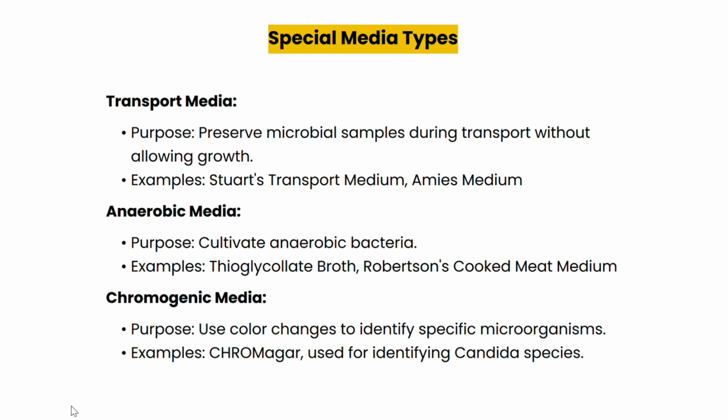Anaerobic media like thioglycolate broth are designed to grow anaerobic bacteria by reducing oxygen content. Chromogenic media are advanced tools that contain substrates changing color upon reaction with specific enzymes. For instance, CHROMagar is commonly used in clinical labs to quickly identify Candida species based on distinct colony colors.